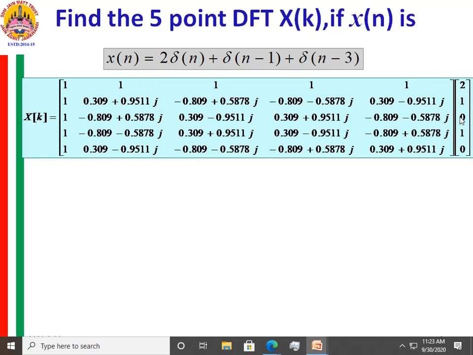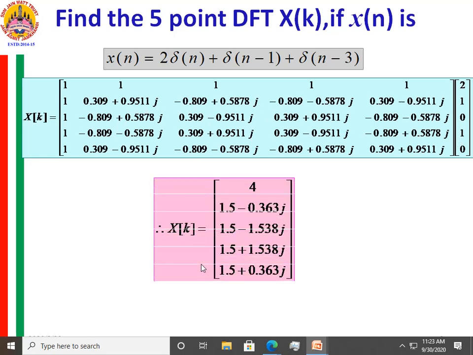When I multiply this column with the first row, I will get 2 plus 1 plus 1, that is 4, the first point. Similarly, for the second point, multiply the second row with this column and add all the points, and you will get the answer like this. You can verify whether you are also getting a similar solution to what I have found, or if I have made a mistake, you can point it out. Okay.